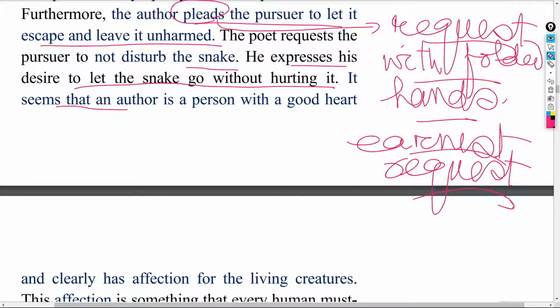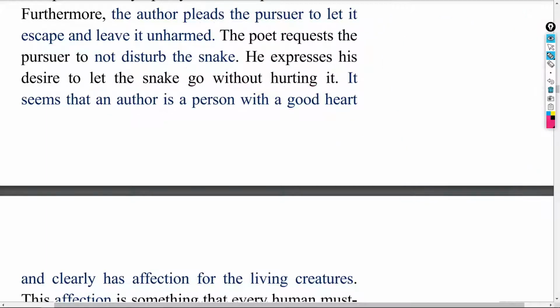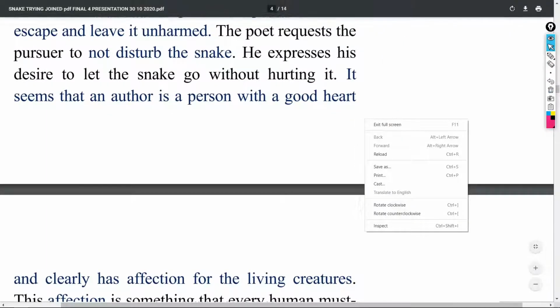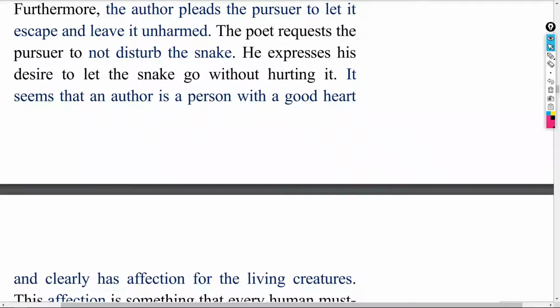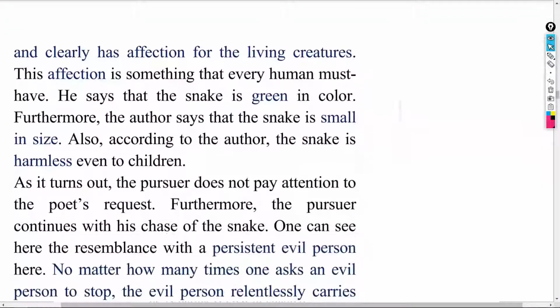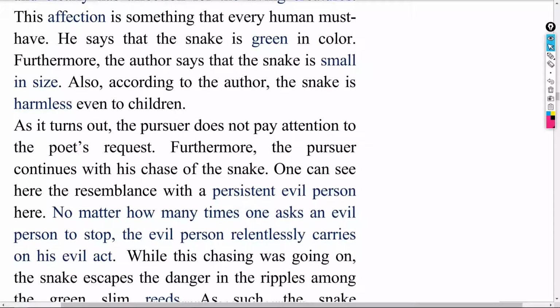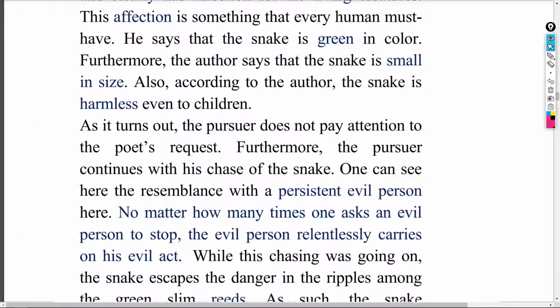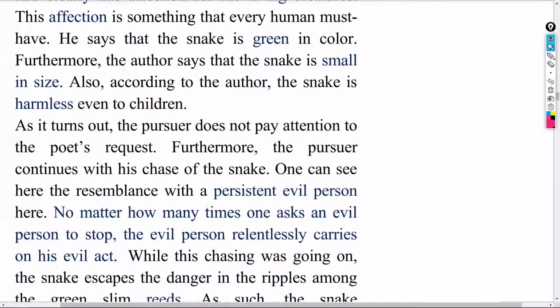It seems that the author is a person with a good heart and clearly has affection for the living creature. So from here we can get to the heart of the poet. The poet is a good human being with an affectionate heart, who loved the animal equally as he loved the human being. This affection is something that every human must have. He says that the snake is green in color.